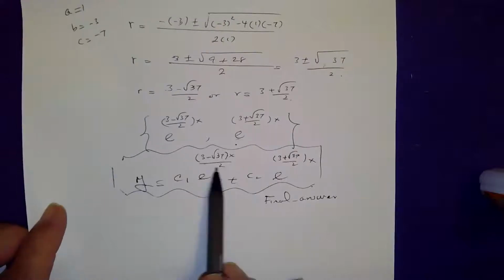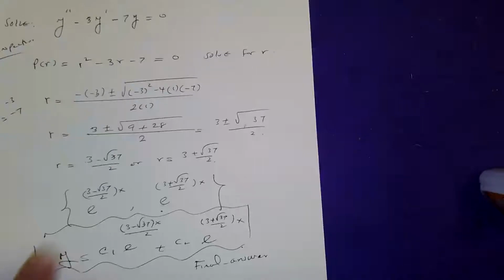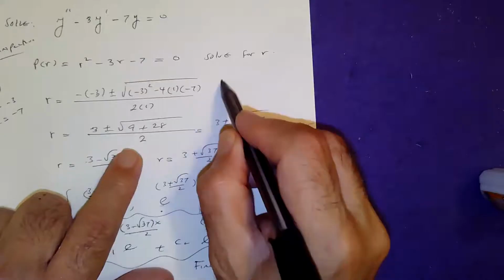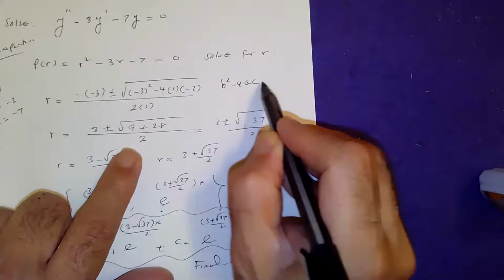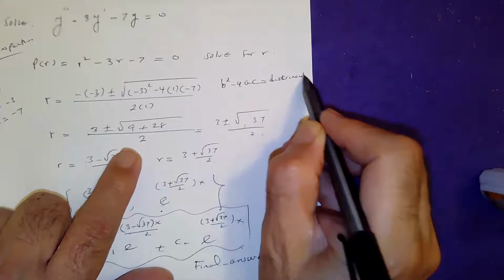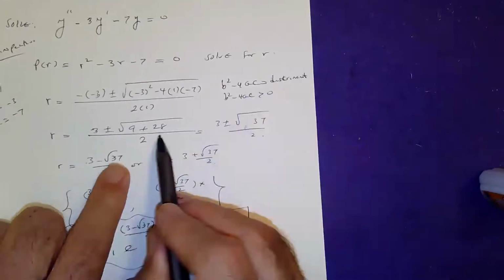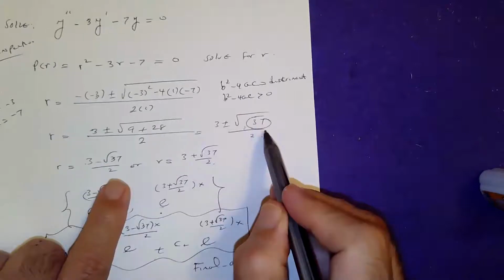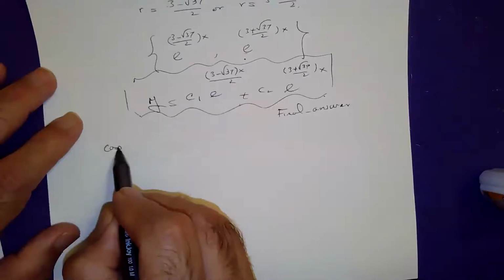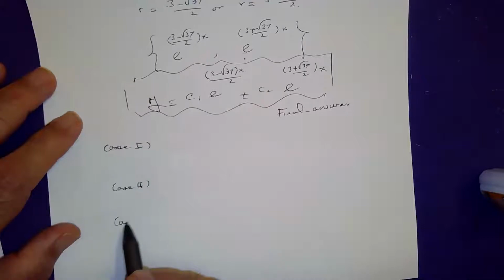So this is okay, right, guys? Sometimes the roots may not look nice. Also, notice what we have under the radical is b squared minus 4ac, which is called the discriminant. The discriminant in our case was positive, because it came up to positive 37. So there are 3 scenarios, 3 cases: case 1, case 2, and case 3.